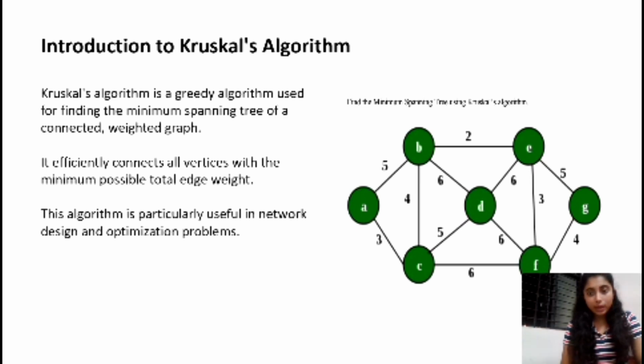Let us go through the introduction. I already told that Kruskal algorithm is a greedy algorithm used for finding the minimum spanning tree of a connected weighted graph. This algorithm is particularly useful in network design and optimization problems. It efficiently connects all vertices with the minimum possible total edge weight.